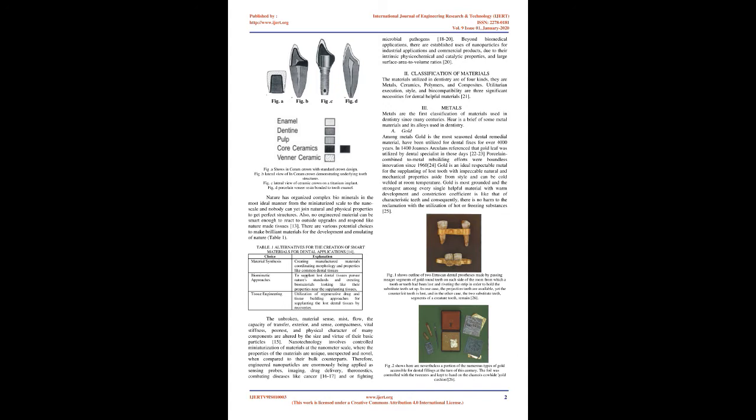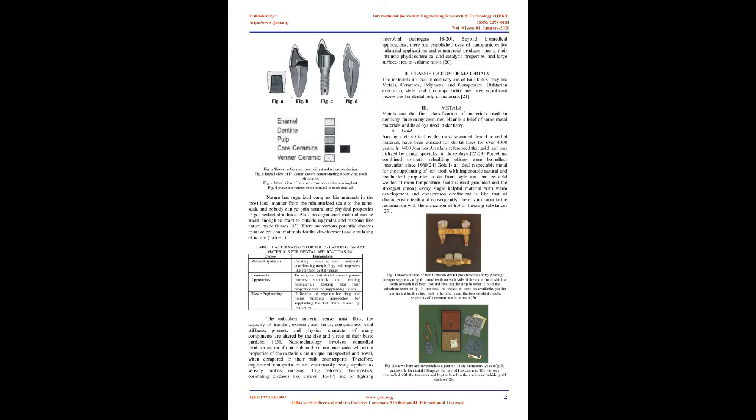2. Classification of materials. The materials utilized in dentistry are of 4 kinds. They are metals, ceramics, polymers, and composites. Functional performance, aesthetics, and biocompatibility are 3 significant necessities for dental restorative materials. 21. 3. Metals. Metals are the first classification of materials used in dentistry since many centuries. Here is a brief of some metal materials and its alloys used in dentistry.